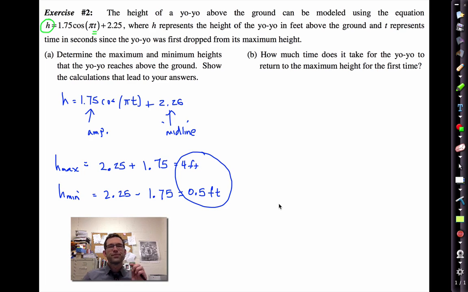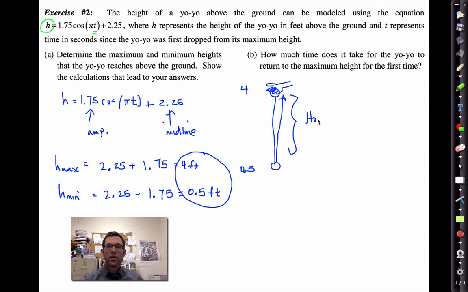Letter B. How much time does it take for the yo-yo to return to the maximum height for the first time? So again, you got this person doing the yo-yo. I can't believe I'm trying to draw this. Right, the yo-yo starts here, it goes down, and then it comes back up, right? We of course know that that's at 4 feet, that's at 0.5 feet, coming pretty close to the ground. The question is, how long? Pause the video now and think about this question.